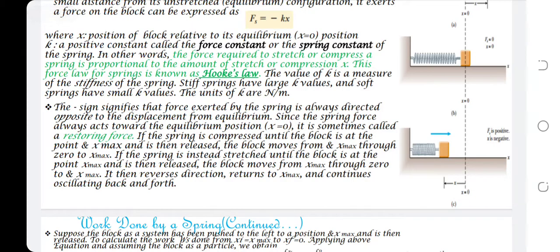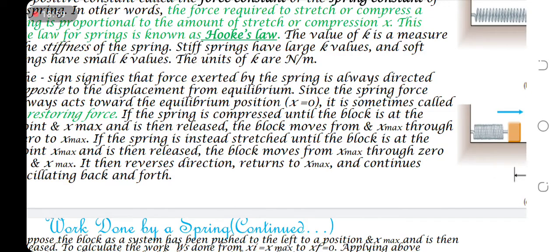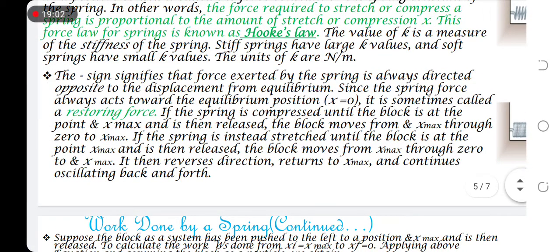The negative sign signifies that the force exerted by the spring is always directed opposite to the displacement, that is, towards equilibrium. X is always directed away from the equilibrium and force is always towards the equilibrium. Since the spring force always acts towards the equilibrium position, x equal to 0, it is sometimes called the restoring force.